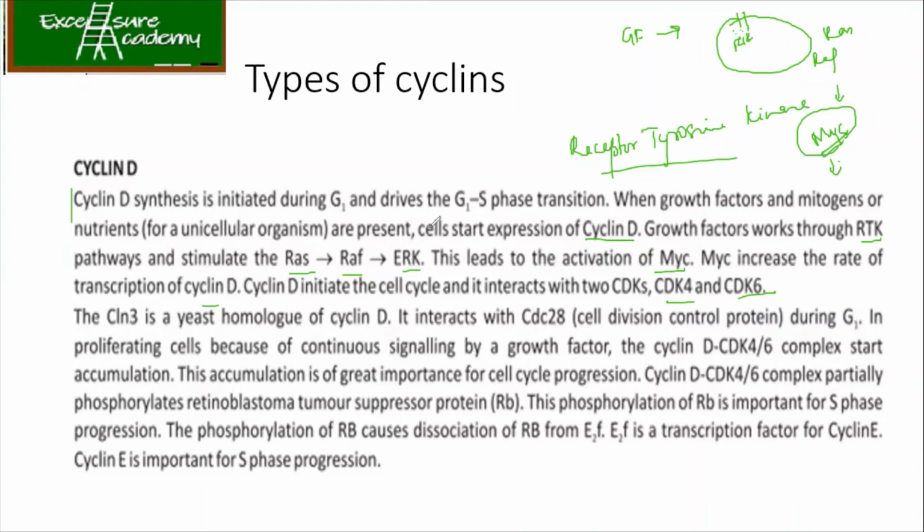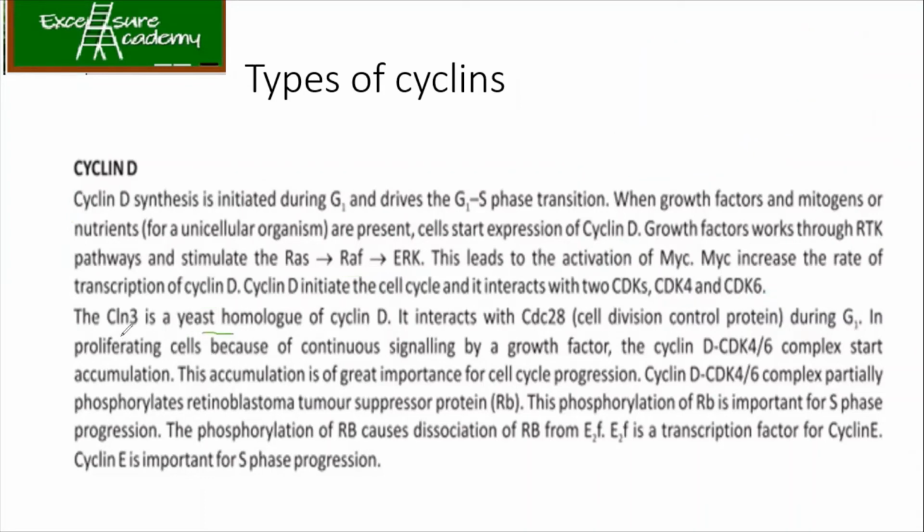Clear, guys? Now, in the case of the yeast, it is known as CLN3. It is a homologue of cyclin D. It interacts with CDC28 during G1. In proliferating cells, because of continuous signal by the growth factor, the cyclin D-CDK complex starts accumulating. Now this is important because this will phosphorylate your RB, and the phosphorylation of RB is important for S phase progression. Phosphorylation of RB causes dissociation of RB from the E2F, which is the transcription factor for cyclin E, and it is important for your S phase progression.